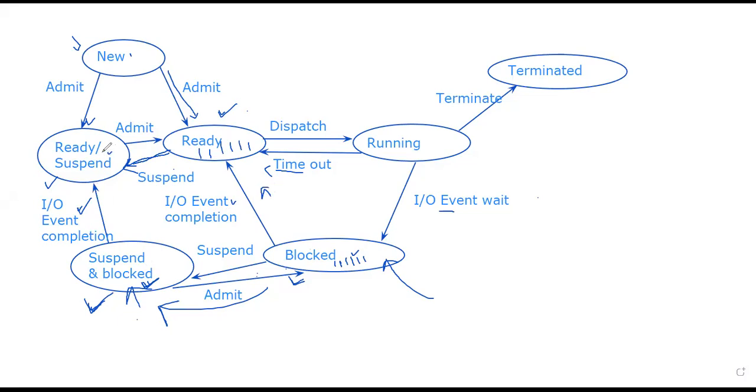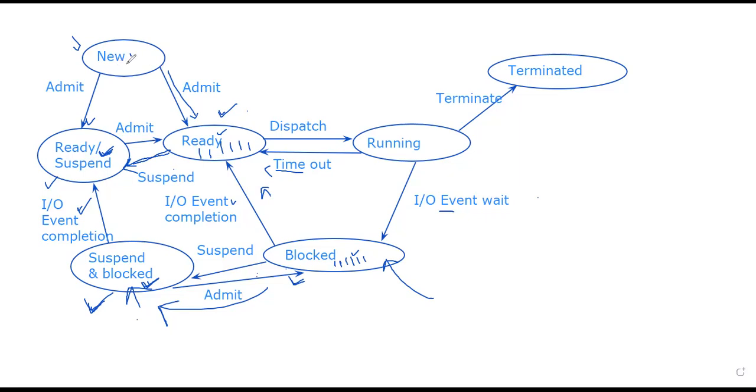Now suppose the process is waiting in the ready or suspend state, because the process got moved from the block to the suspend and block due to the storage problem in the random access memory, and then that process got the IO event completion, so it moved to the ready or suspend. If the random access memory now gets storage space, then from the ready or suspend in the secondary storage, it will get admitted to the ready state in the random access memory. So this is the end of our seven states process diagram. I think it's clear.